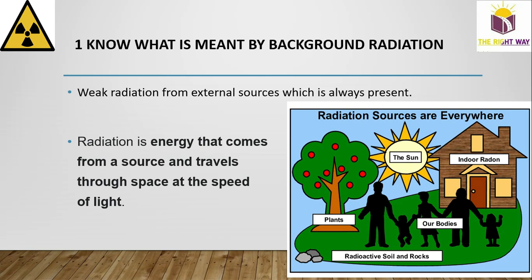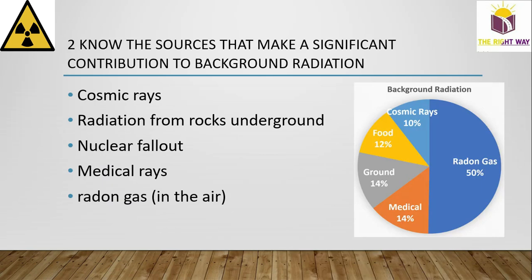In the diagram you can see the radiation coming from the sun. The radiation is also from indoor radon gas. Our bodies also radiate. Plants also radiate, and the food we eat also radiates. And the radioactive soils and rocks are sources of radioactive background radiation. So, know the sources that make a significant contribution to background radiation.